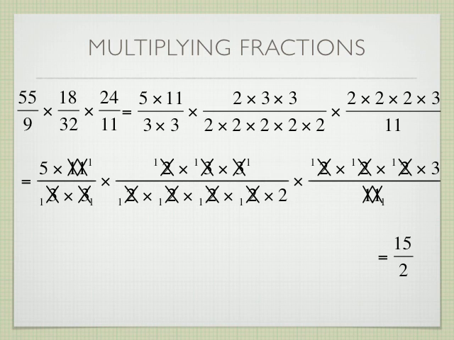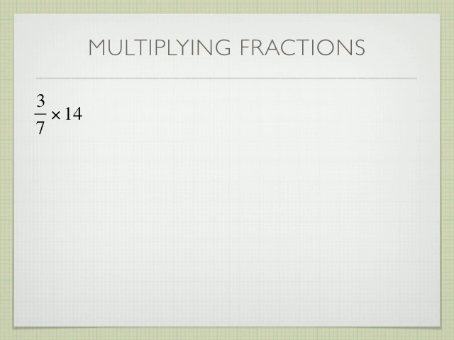Now you still could have taken 55 times 18 times 24, gotten some huge ginormous number, and then 9 times 32 times 11 for the bottom. It would have worked. It's just messier to simplify that way.